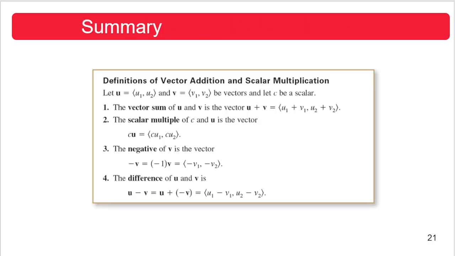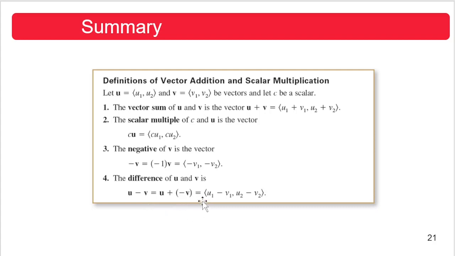Okay, so in summary, the sum of the two vectors U and V is obtained by adding their respective components, U1 plus V1, U2 plus V2. And the second operation, which is the scalar multiplication of C and U, is obtained by multiplying each component of vector U by the constant C. So we have C times U1, C times U2. The third operation, which is the negative of vector V, is obtained by multiplying each component of vector V by negative 1. So we get negative V sub 1 and negative V sub 2.